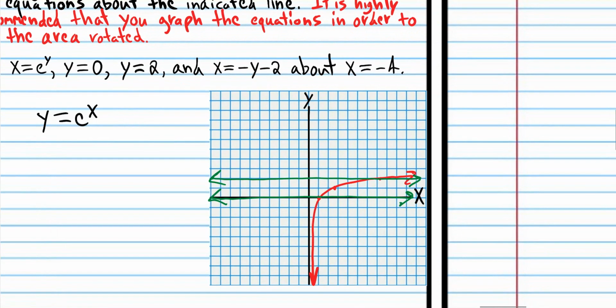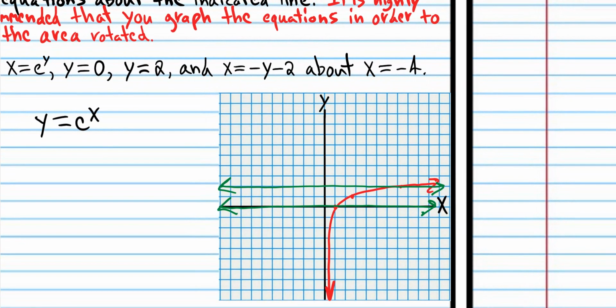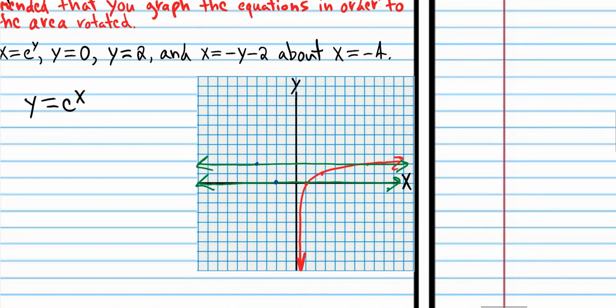And now we need to graph x equals -y minus 2. So remember, we only need 2 points to graph a line. So let's plug in 0 for y, and we get -2 for x. So that's that point there. And let's plug in 2 for y, and we get -4 for x. So 2 for y and -4 for x would take us to about there. So it looks like our graph looks something like this.